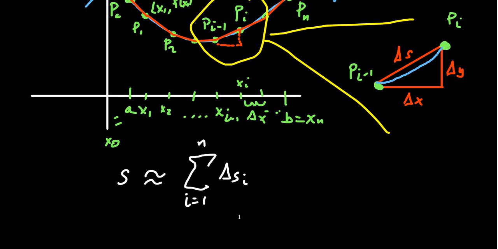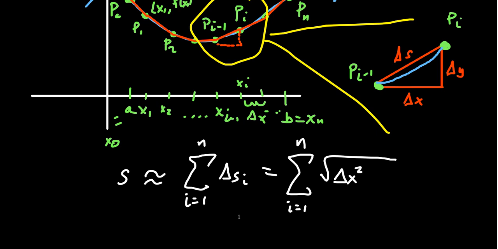Now, our goal is to be able to calculate an integral from this. And so we have a sum. This isn't quite a Riemann sum yet, but we're getting closer here. Using the substitution from the Pythagorean equation, this sum could be broken up as the sum from i equals 1 to n of the square root of delta x squared plus delta y squared.